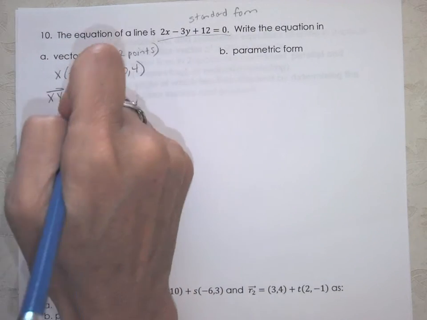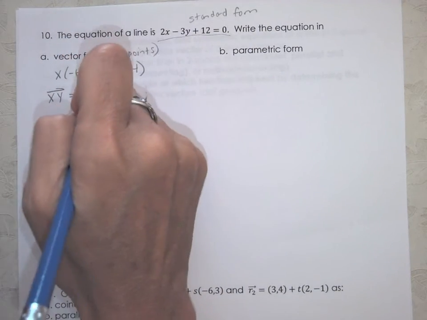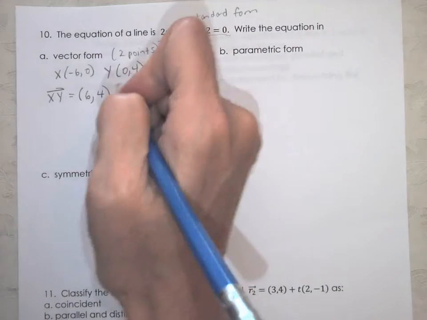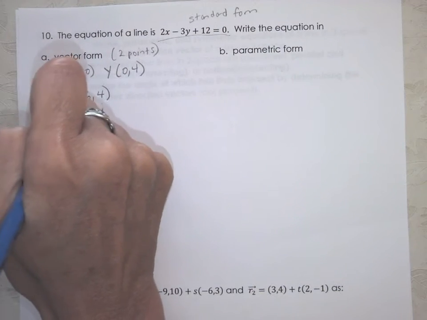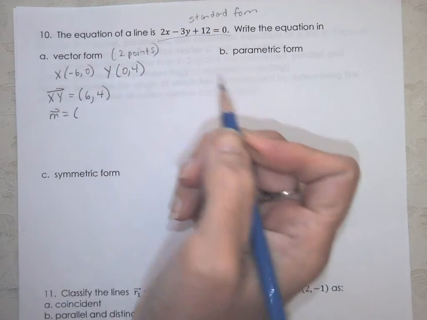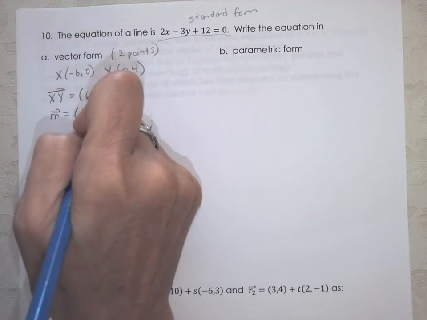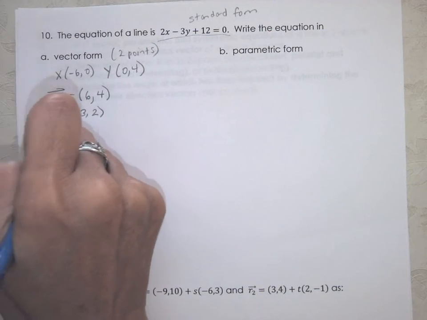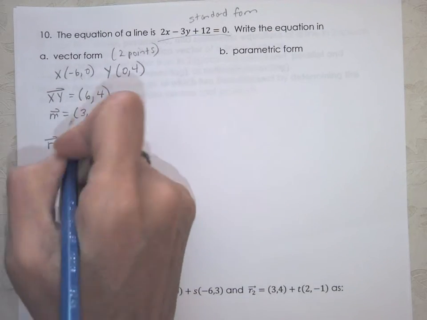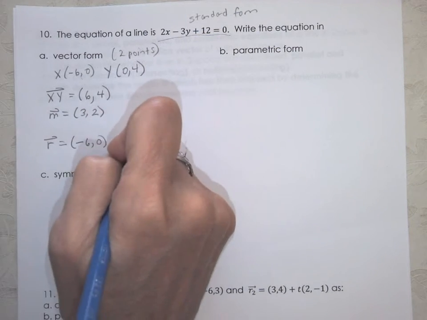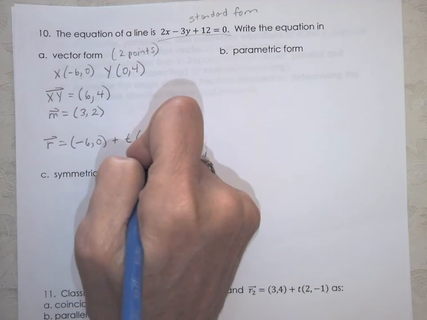So 0 minus -6 is +6, 4 minus 0 is 4. And from that we can make a direction vector. See if there's a smaller scalar multiple, we can divide each term by 2. And so our vector equation, we can choose either point X or point Y. I'll just choose point X because it comes first, plus t, our parameter, times our direction vector.